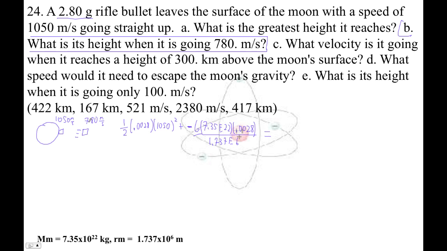Okay. And then when it's going 780 meters per second, it's at some height, right? We're trying to find this height. Its kinetic energy is, of course, 0.0028 times 780 squared. And then we can't figure out the height directly, but we can figure out how far it is from the center of the moon. So the opposite of G times 7.35 times 0.0028, and then that's going to be divided by R. And then once we find that radius, it'll be above the moon. We have to subtract the radius of the moon to figure out the height above the moon.